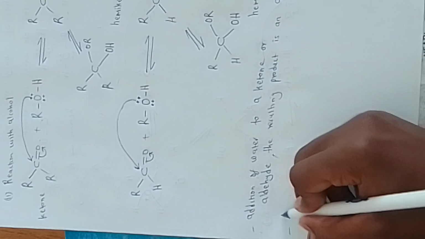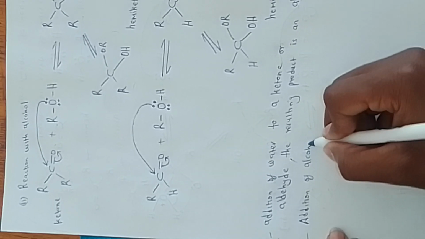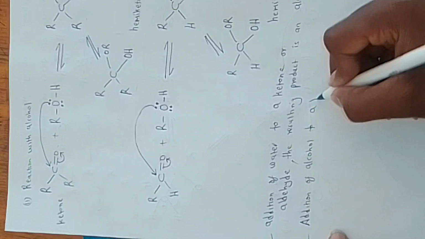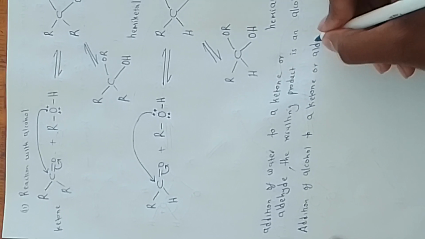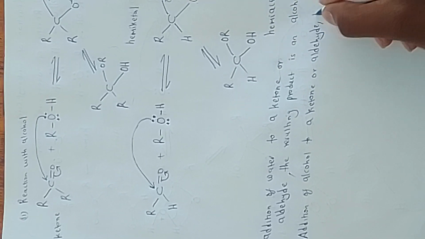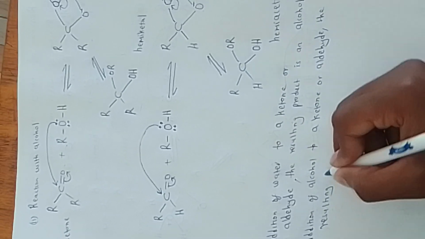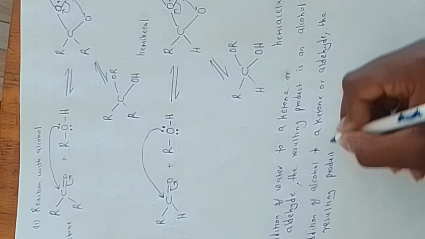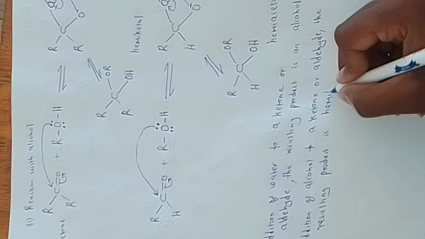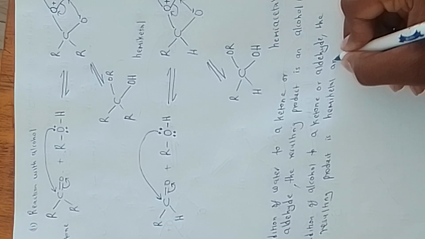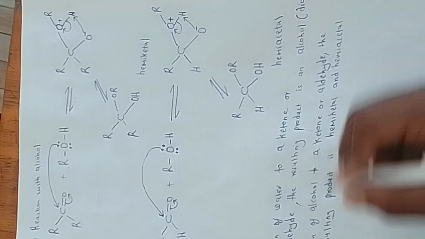But addition of alcohol now to a ketone or aldehyde, the resulting product is a ketal and acetal respectively.